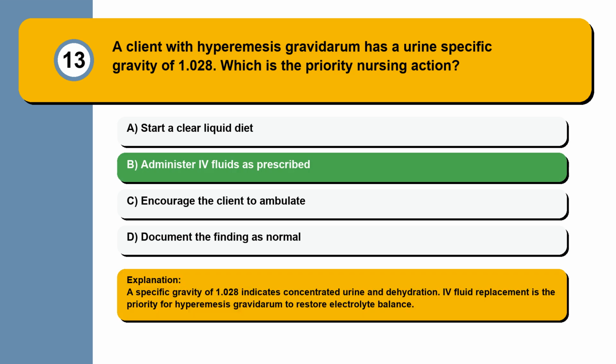A specific gravity of 1.028 indicates concentrated urine and dehydration. Fluid replacement is the priority for hyperemesis gravidarum to restore electrolyte balance.